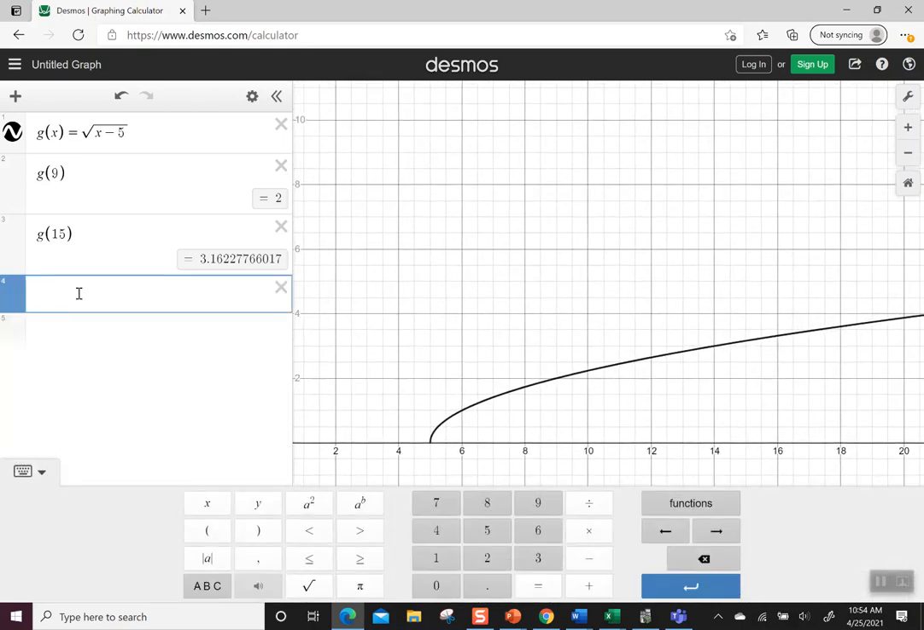And I also want you to see what happens if we put in a value that doesn't work for our particular function. So if I put in 0, it says undefined because what I'm looking at is the square root of -5, and that's not a real number.